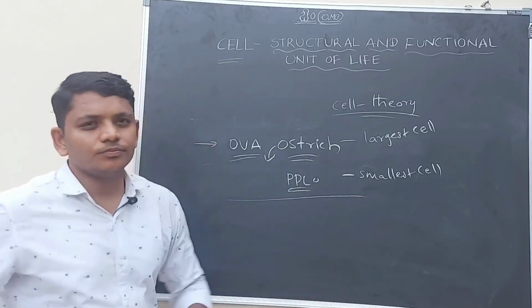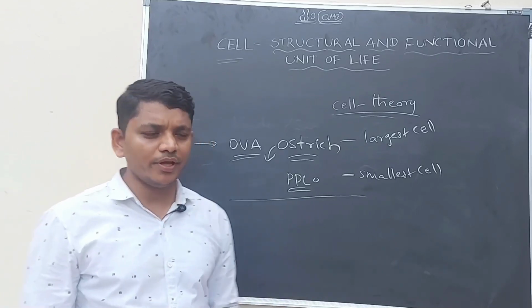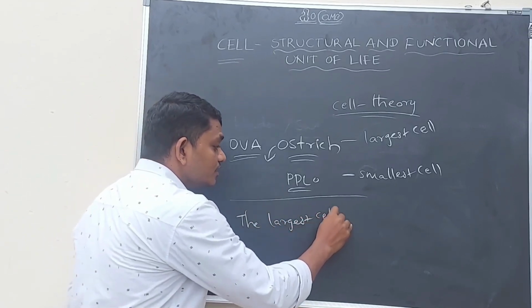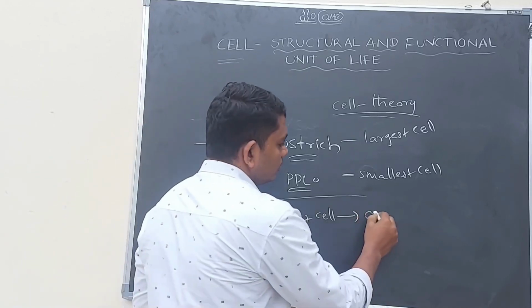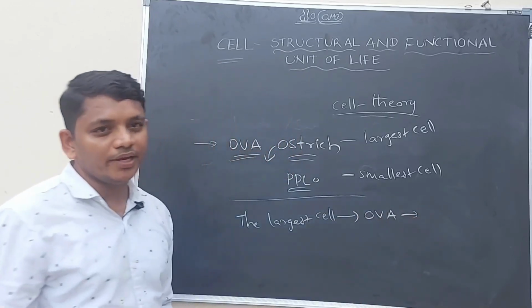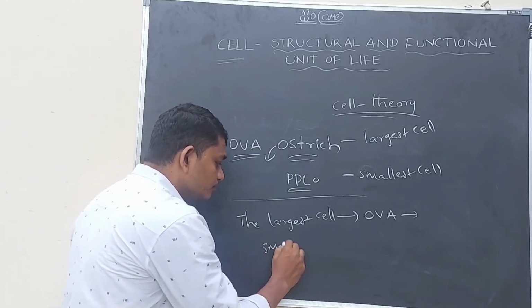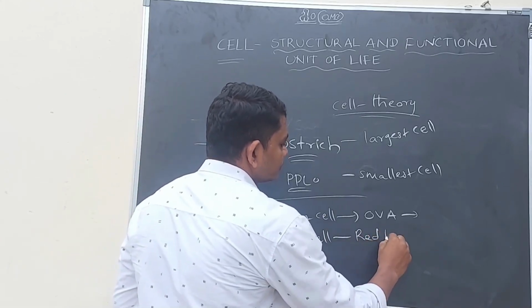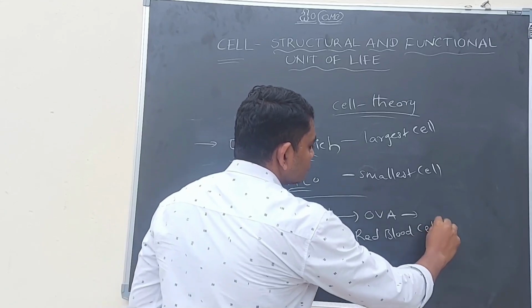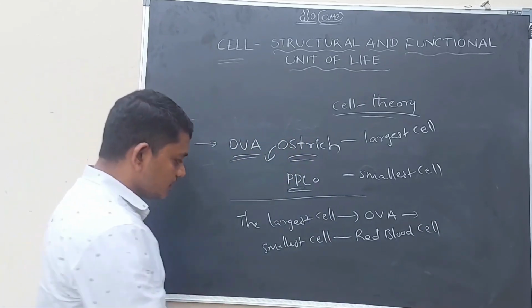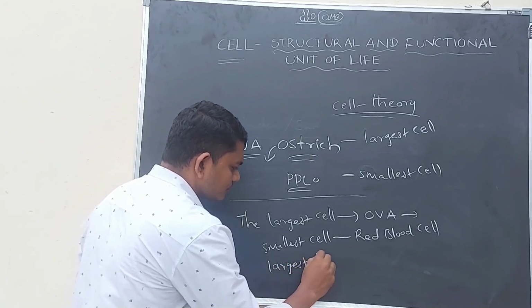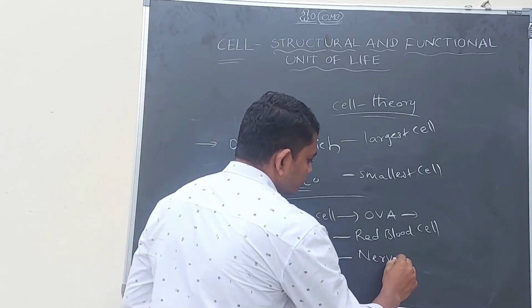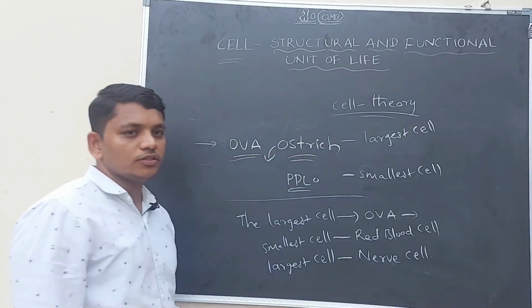While we are talking about human beings, the largest cell is the ovum. Ova belong only to females. And the smallest cell is the red blood cell. And the longest cell is the nerve cell.